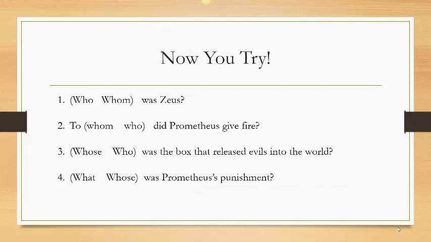Let's try it. All you have to do is write the word in the parentheses that completes the sentence. So the first one is, who was Zeus? That's being used as the subject. Number 2, as soon as you see that to, you know it's to whom did Prometheus give fire? Prometheus gave fire to blank. Number 3, whose was the box, showing ownership. And what was his punishment? Punishment is a thing, so it needs to be what?